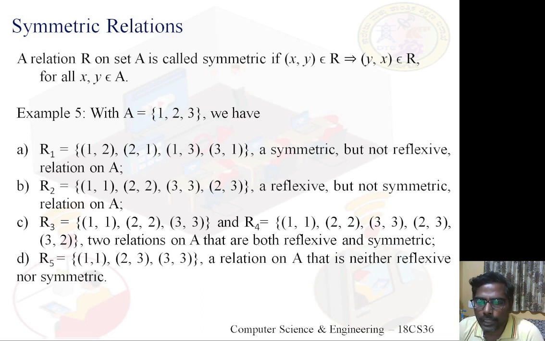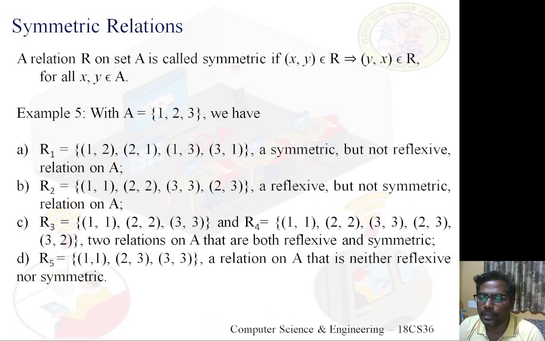Now when I look at R3, it has 3 pairs: 1 comma 1, 2 comma 2, 3 comma 3. So for all elements of set A, there exists a pair of the form x comma x in R3, so it's reflexive. Also it is symmetric, because if a pair of the form x comma y exists, then only I should see whether the pair y comma x exists or not.